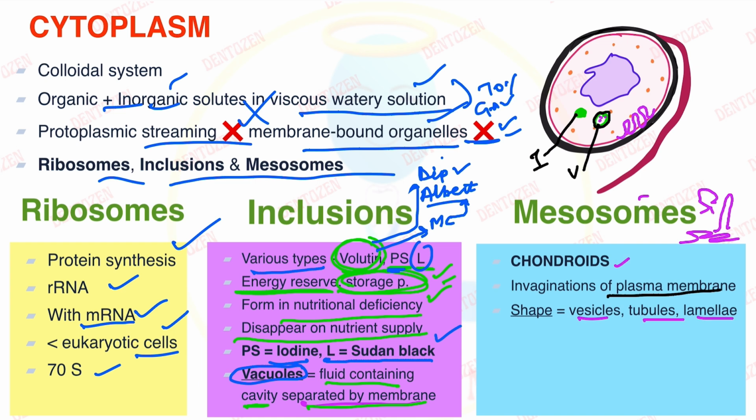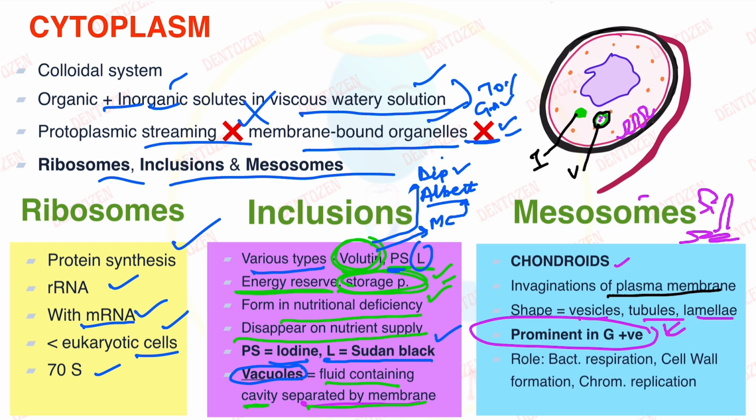What is their role? They are prominent in gram-positive bacteria. They are sites of bacterial respiration. That means they have some respiratory enzymes. So they are considered analogous to mitochondria of eukaryotes. So what is mitochondria to eukaryotes? That is mesosomes to prokaryotes, that is bacteria. They can also help in cell wall formation and chromosome replication.